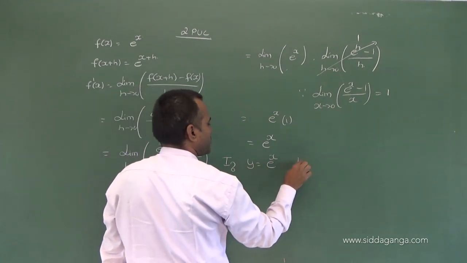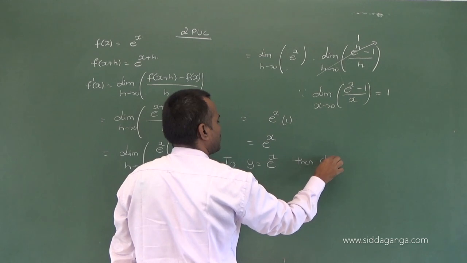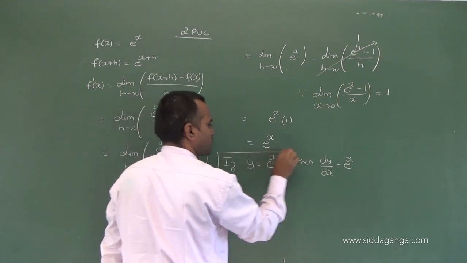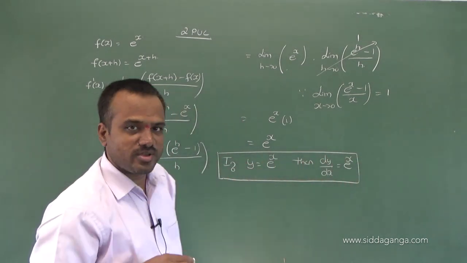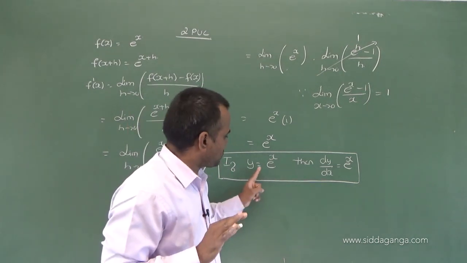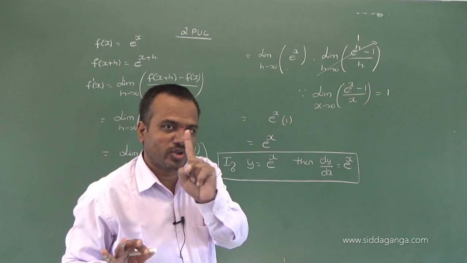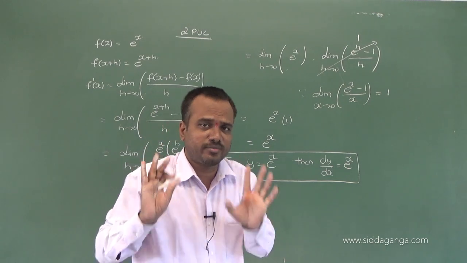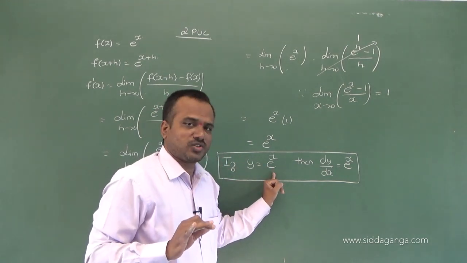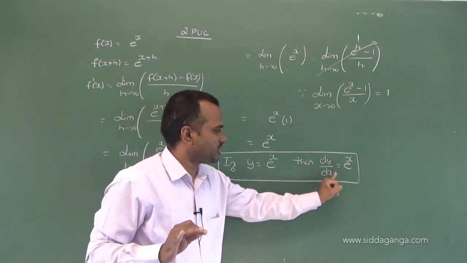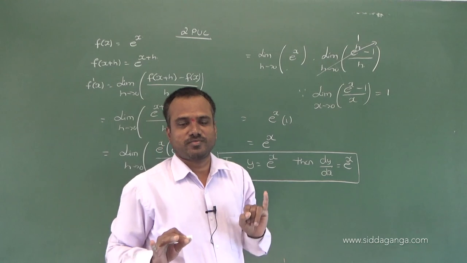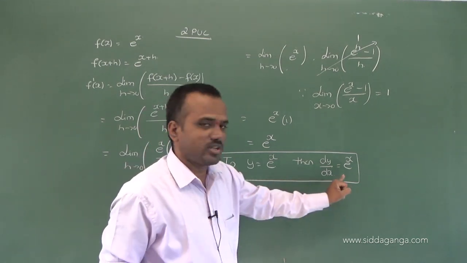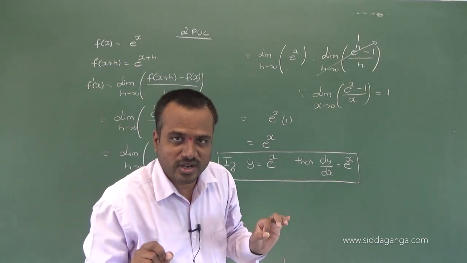If y is equal to e power x, then one more formula: dy by dx, the derivative of e power x, is what? E power x only. Remember this formula, it is very important. You learn it now, no problem, then it is very easy for second PUC. The derivative of e power x is e power x. Understand?